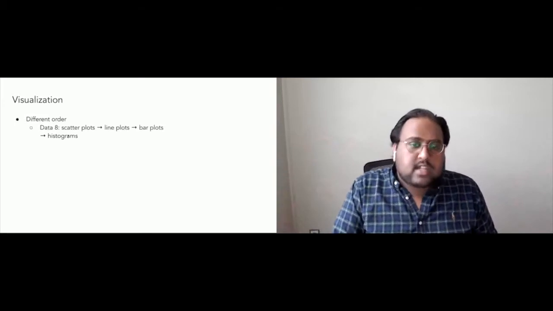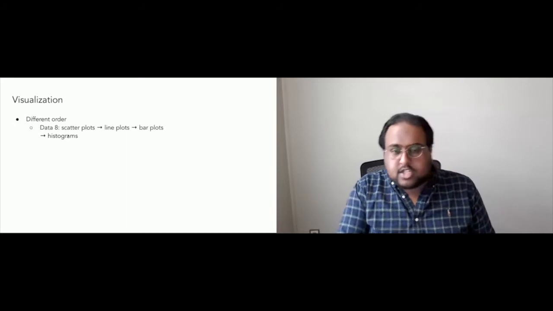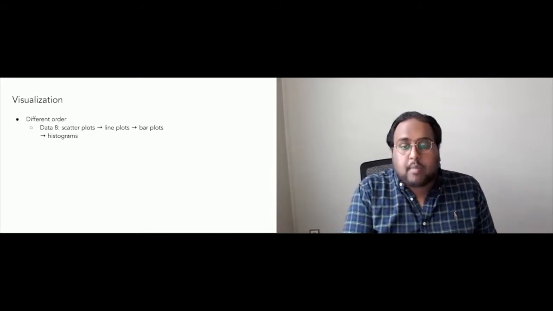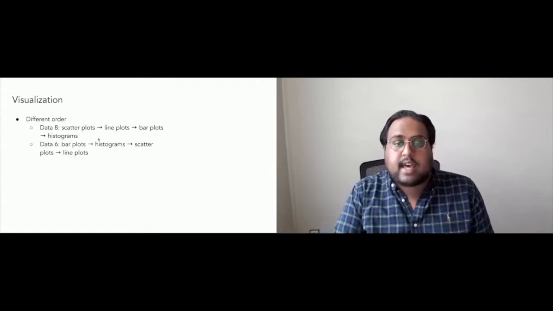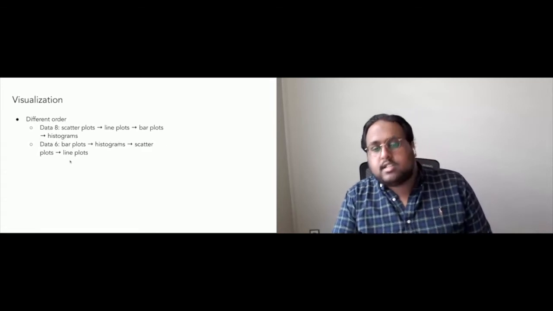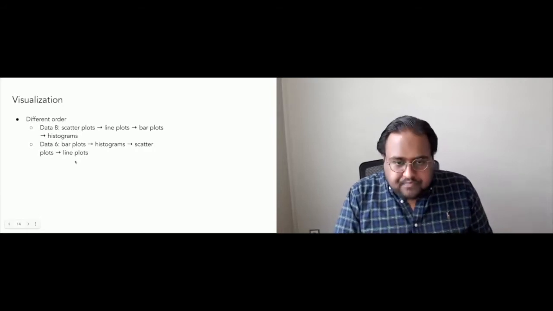In Data 8, they cover scatter plots and line plots first, before covering bar plots and histograms. In Data 6, we wanted to try something different. So we first did bar plots and histograms before looking at scatter plots and line plots, with the reason being that bar plots and histograms look at the distribution of a single variable, and scatter plots and line plots look at relationships between multiple variables.